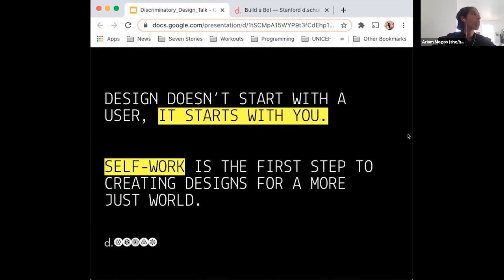And essentially, it's really about design starting not with the user, which is a really popular motto, but really design starting with us and looking into ourselves and thinking about how the things that we design are going to really affect other people, and how that self-work requires us to just step up so that we can create designs for a more equitable world. And how we as STEM educators are empowered to do that. We have a role in the social justice space if we think about it a little bit differently.